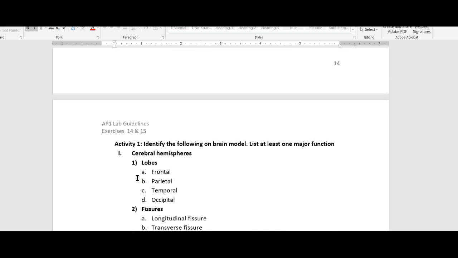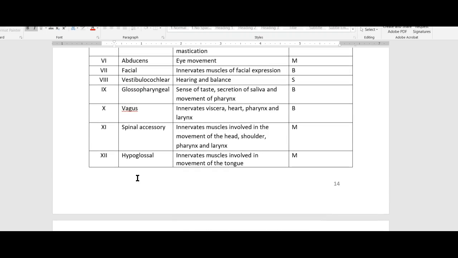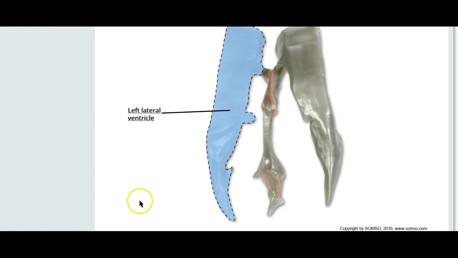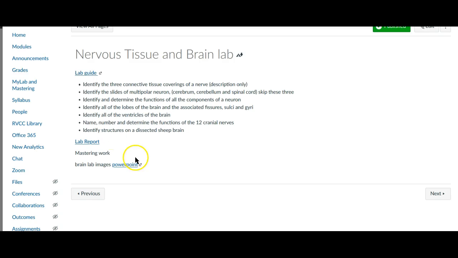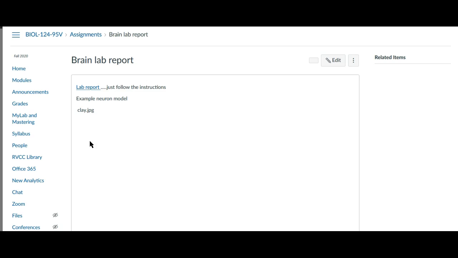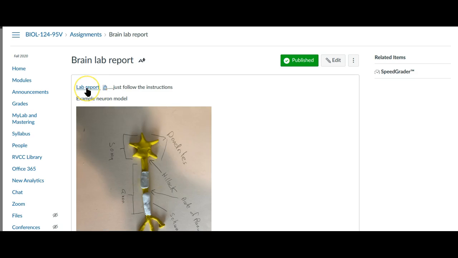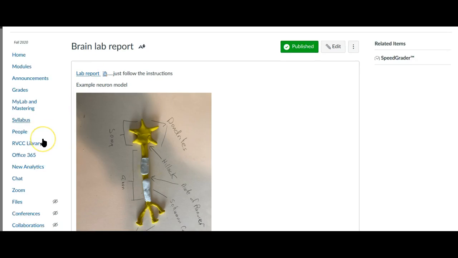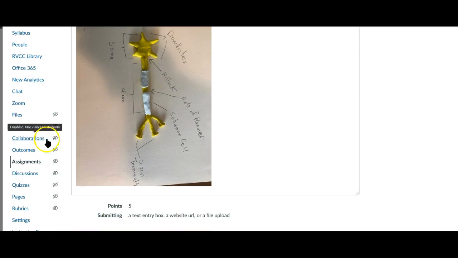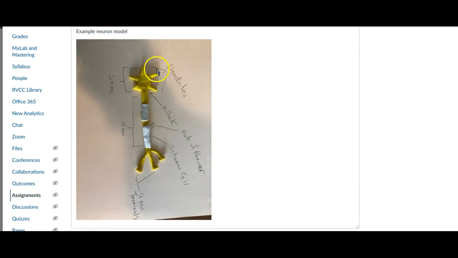Ventricles. So that's the stuff that you need to study. You need to do the dissection. So we'll talk about what you need to do. If you look at your lab report, I'm going to have to just open it. You are supposed to model a neuron out of clay. This is my example of it. It took me maybe 15 minutes to make. So you should be able to do this.